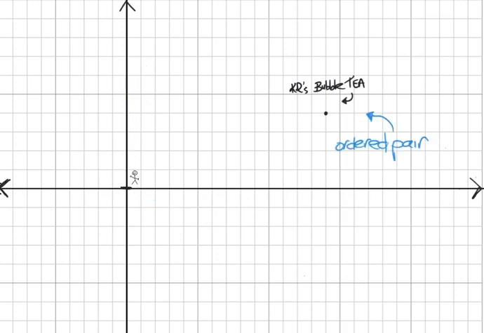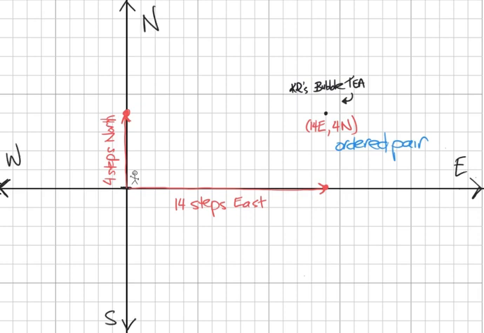Our ordered pair for our bubble tea shop is 14 steps east and 4 steps north, and can be written like this. When mathematicians realised that this system can be used in lots of areas outside of location, they decided to adjust the notation a bit. Now, instead of using north, south, east and west for each of the directions on our compass rose, they changed it to only two notations, x for our horizontal and y for our vertical.